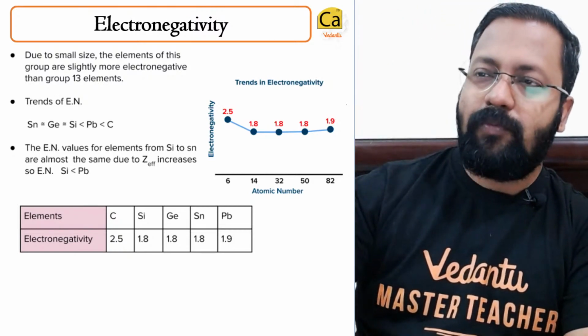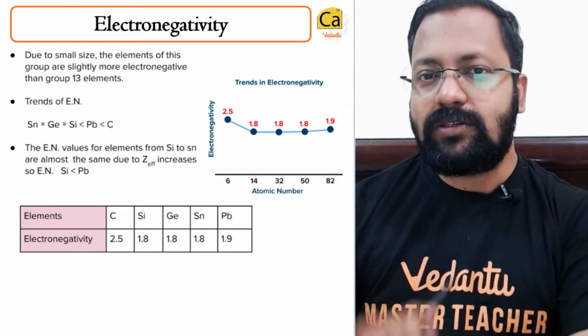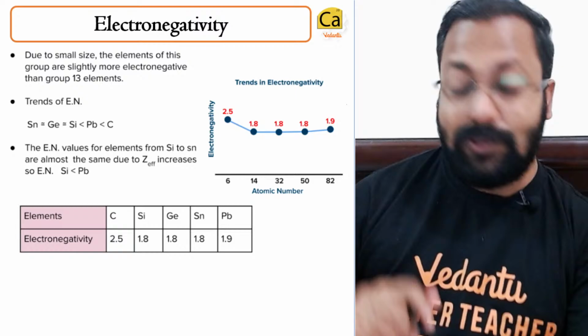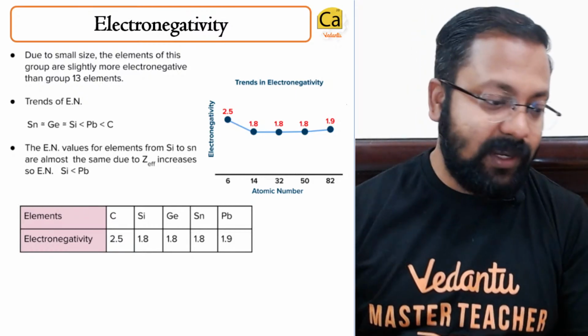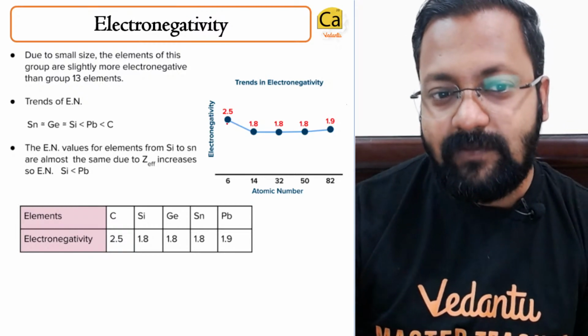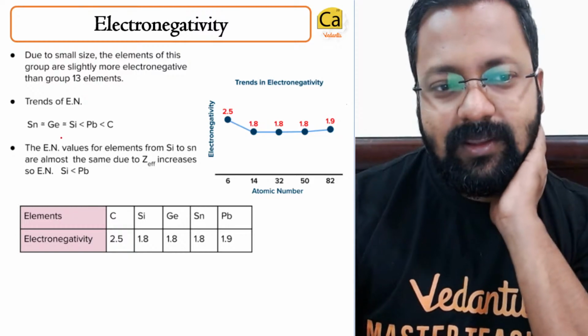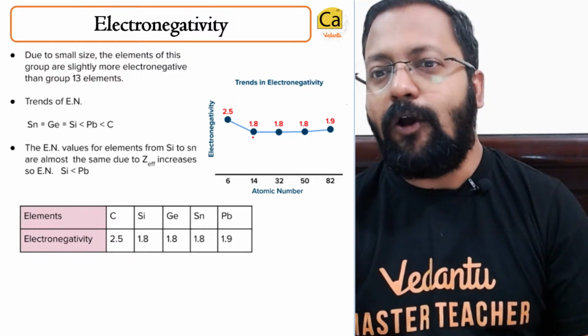So non-metallic elements, the smallest non-metallic element in this group is carbon. So carbon should have the highest electronegativity. Carbon's electronegativity is in fact 2.5. It keeps on decreasing, but you can see that the electronegativity does not decrease a lot.